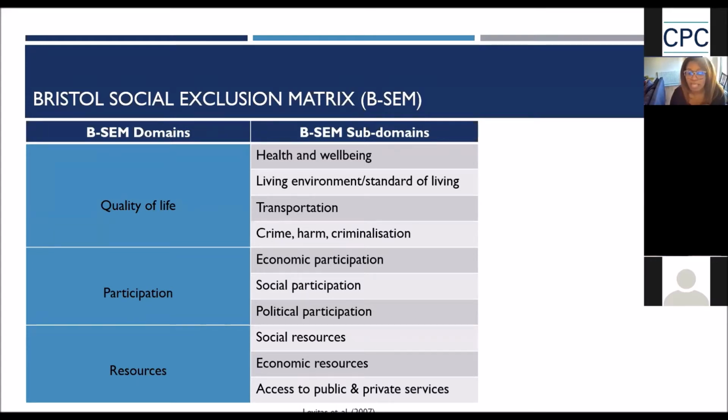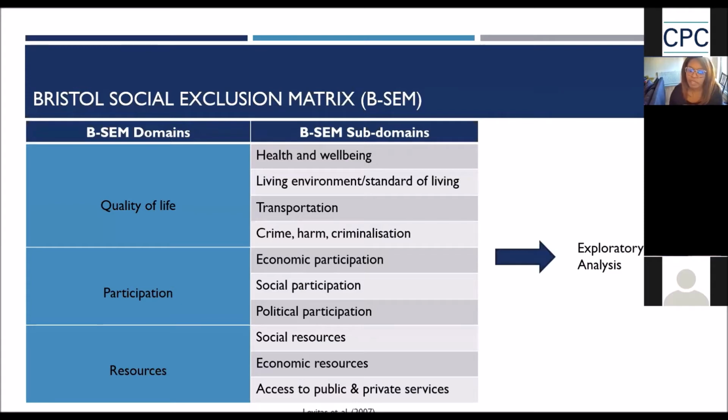Using the B-SEM will allow for an analytic approach that simultaneously considers the meaning and the consequences of multiple categories of disadvantage without separating the economic and the social indicators that can influence and comprise each domain. And by using this framework, I'm attempting to understand how these dimensions depend on one another for meaning and how their joint association is related to the outcome of exclusion.